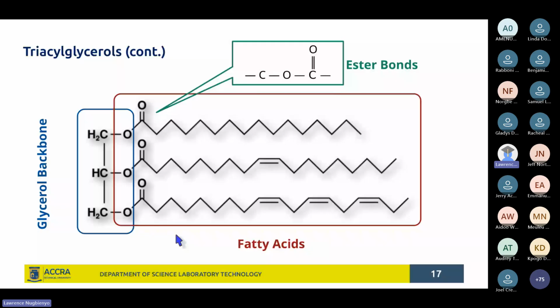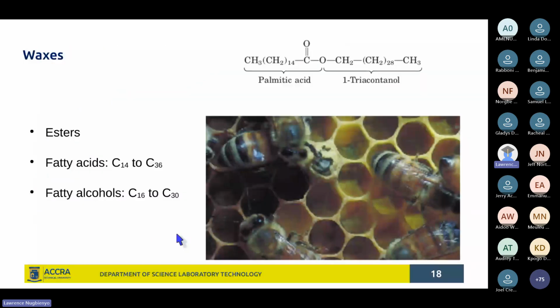Okay, so we can continue and look at some other type of lipids that you can come across. It's waxes. What are they? So yes, the waxes are also esters, and these are esters of fatty acids and fatty alcohols.